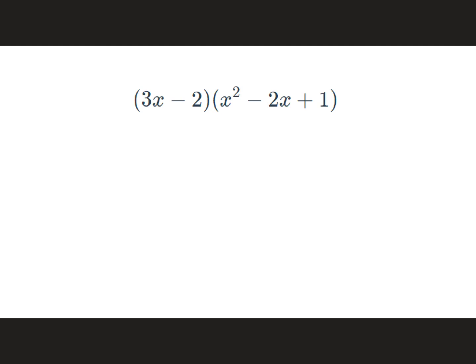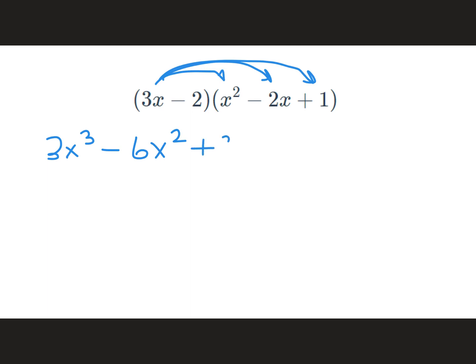The distributive method. I'm basically going to multiply my first term times each of the terms in the trinomial. So 3x times x squared is just 3x cubed. 3x times negative 2x is negative 6x squared. And 3x times 1 is just 3x. And then I'm going to do the bottom part, negative 2 times each of these. Negative 2 times x squared is negative 2x squared. Negative 2 times negative 2x is positive 4x. And then negative 2 times the 1 is negative 2.